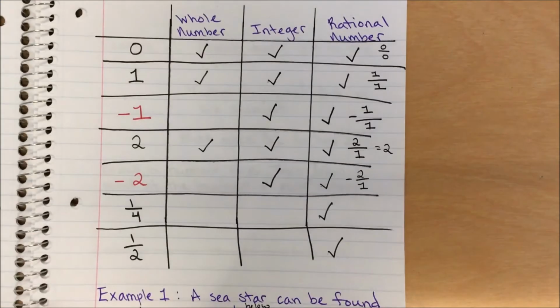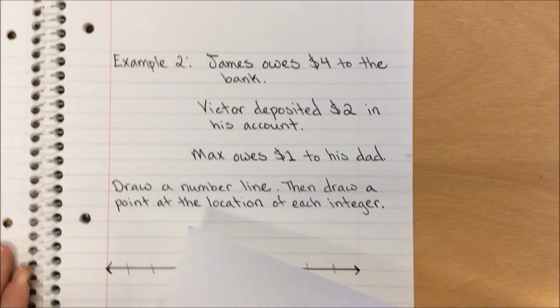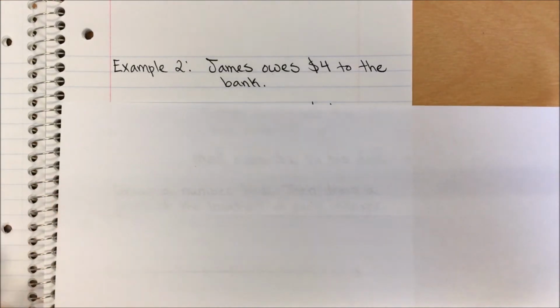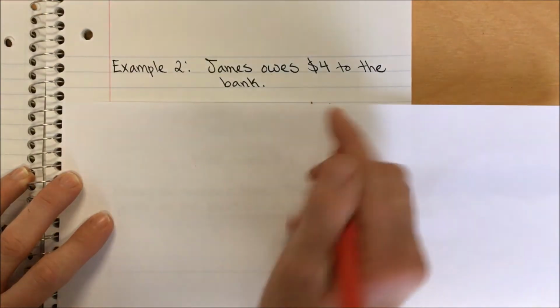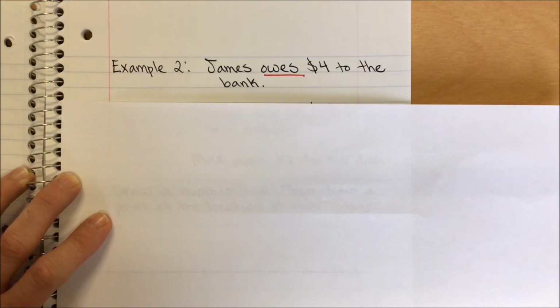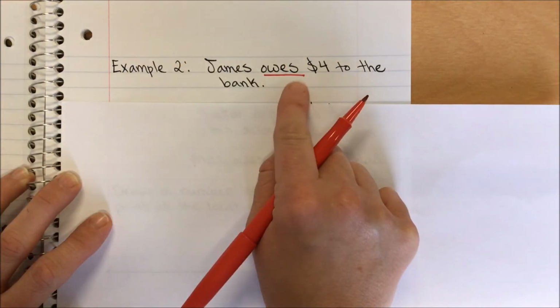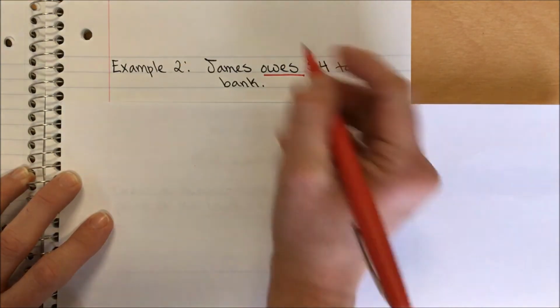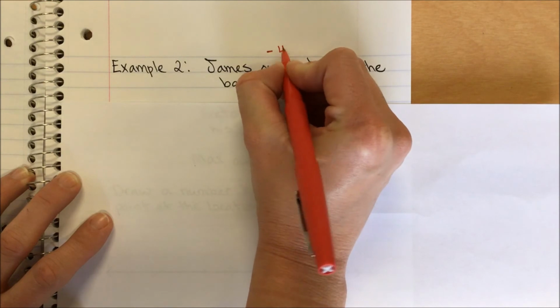Okay, next example. Example 2. It says James owes $4 to the bank. Owes is the action. He did not have the $4 to begin with, so he owes it, so this is going to be represented by a -4.